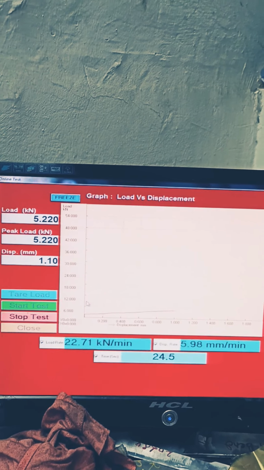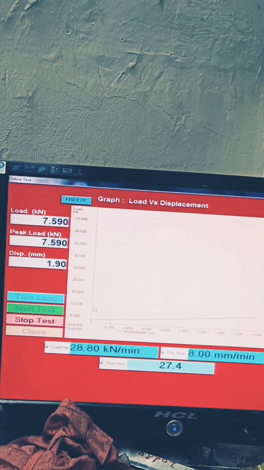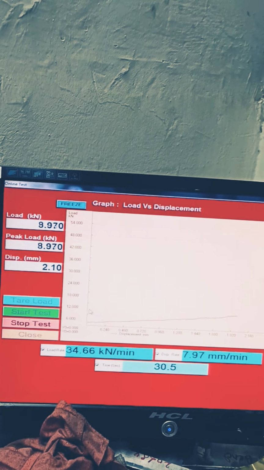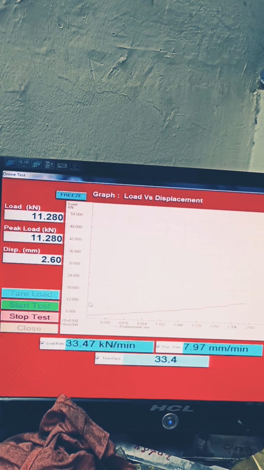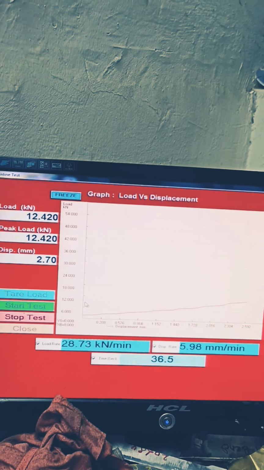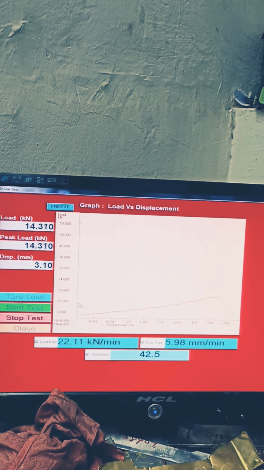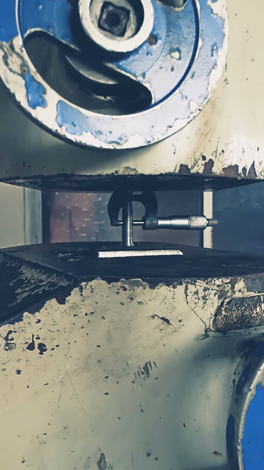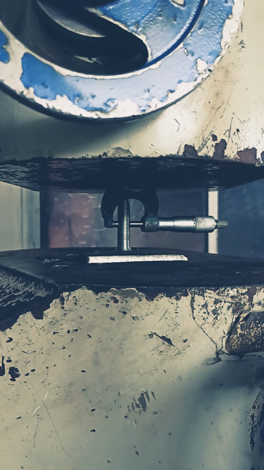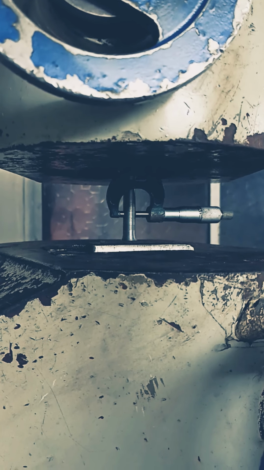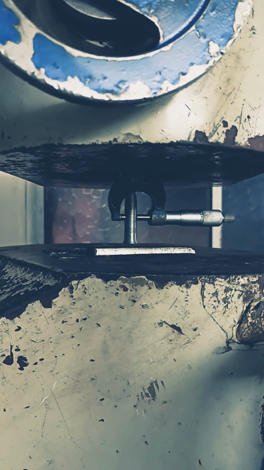As you can see, the graph has been plotted. The graph is plotted between load versus displacement. Load is increasing with respect to displacement. At a certain point, the mic will fall down. That point is the initial point, the starting point of the plastic deformation of the sample. We will observe this now.